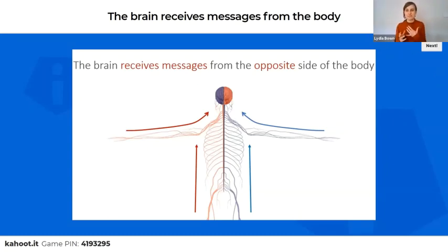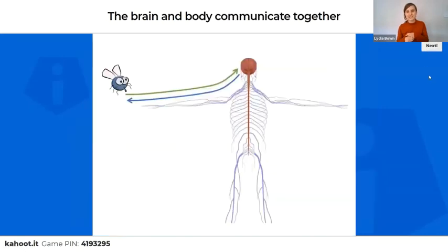And we're going to just think about how that might happen in reality. So say you were sitting out in the sun and a fly came and sat on your hand, you would feel that the fly is on your hand, and a message would be sent from your hand to your brain, and that's how you would know that the fly is on your hand.